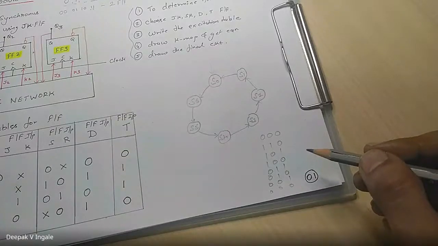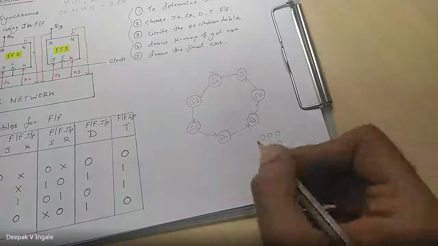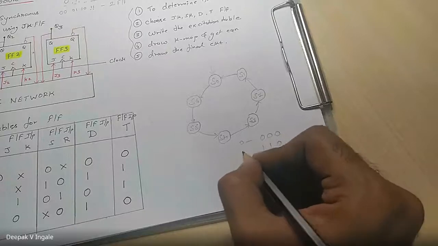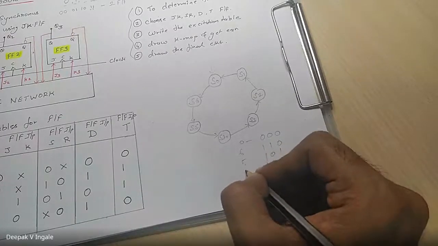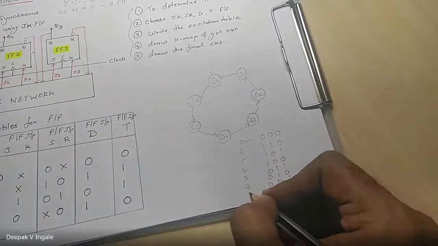Yes, sir. Truth table in the K-map, when writing, then I have to again renumber. This is 0, 6, 5, 4, 3, 2, 1, 0.